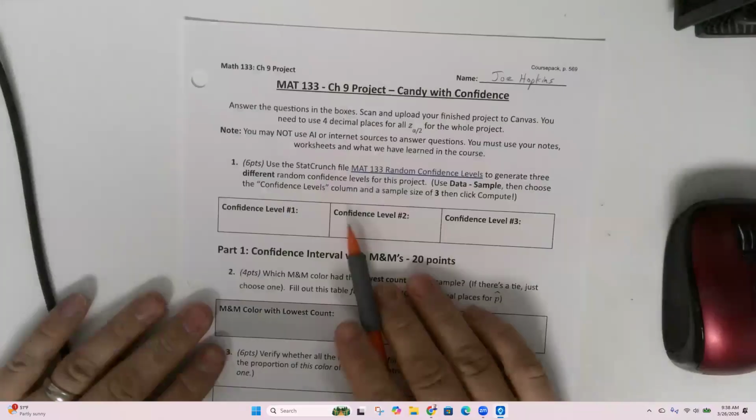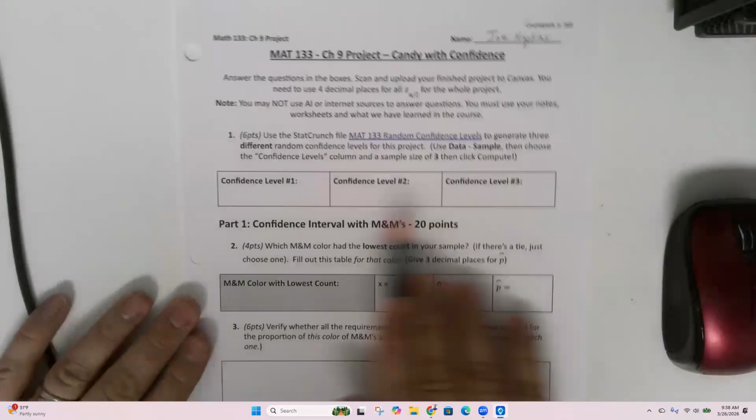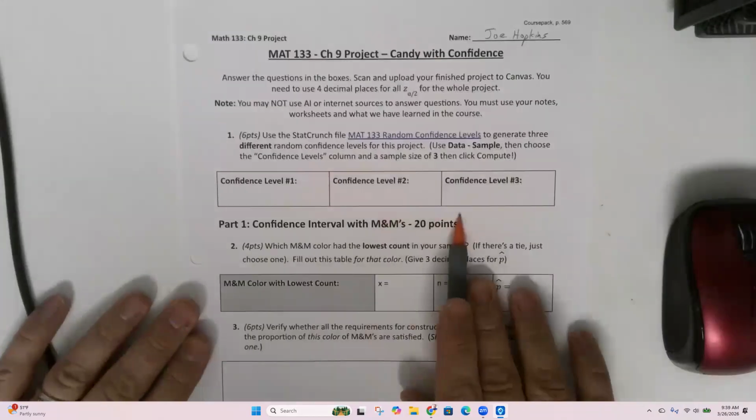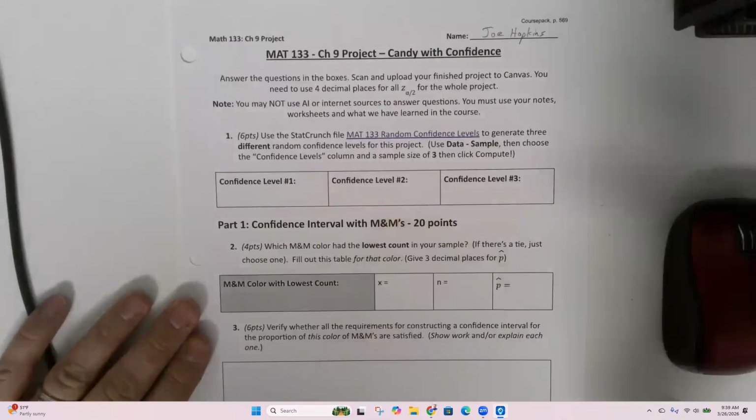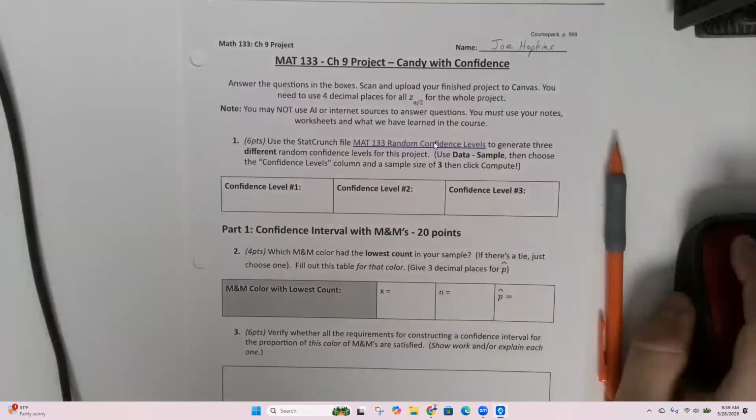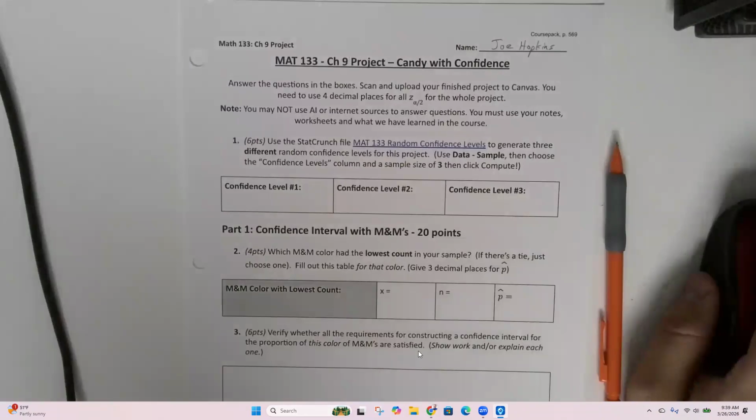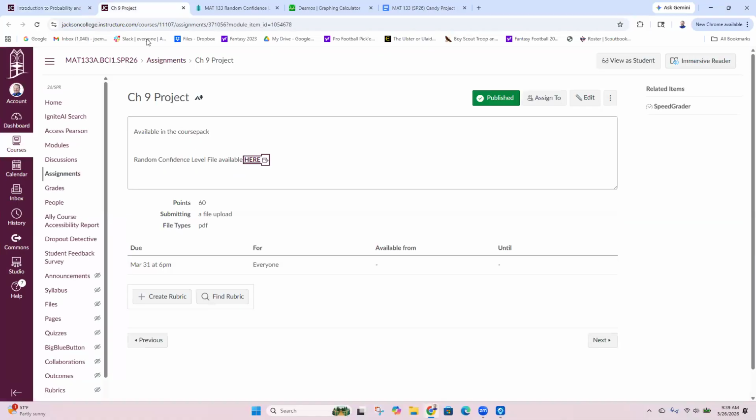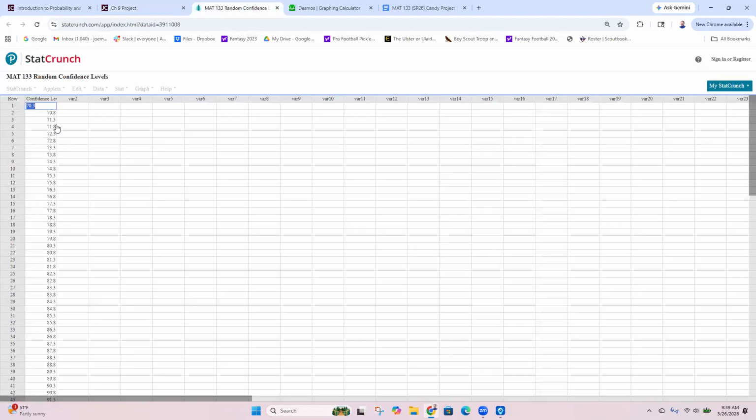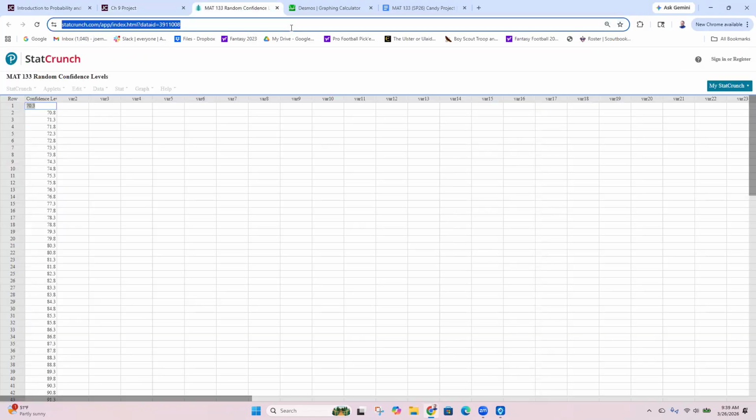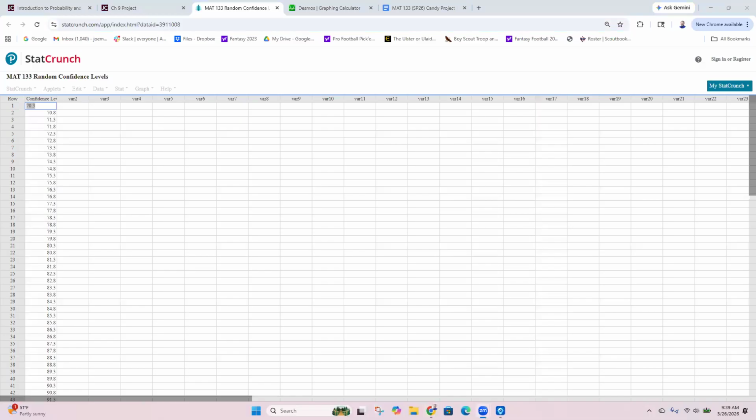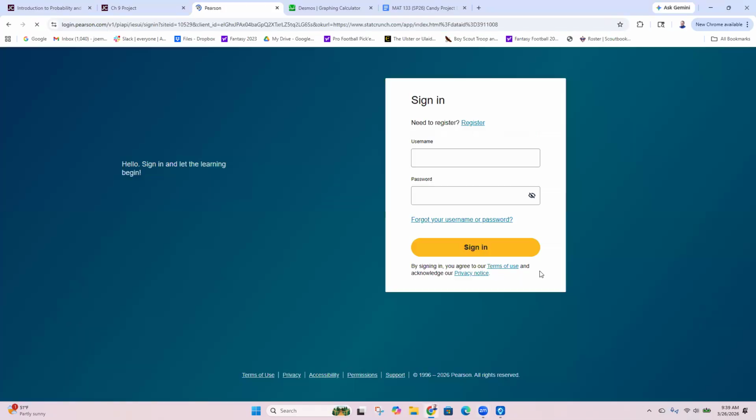Instead of actually having a conversation with my boss about how confident we need to be in these numbers, we're just going to pick random confidence levels. There's a random confidence level link in Canvas. If you click on the Chapter 9 project, random confidence level, it's going to give you this, and I'm going to drop it in the chat right here. Make sure you sign in or register. So there we go.